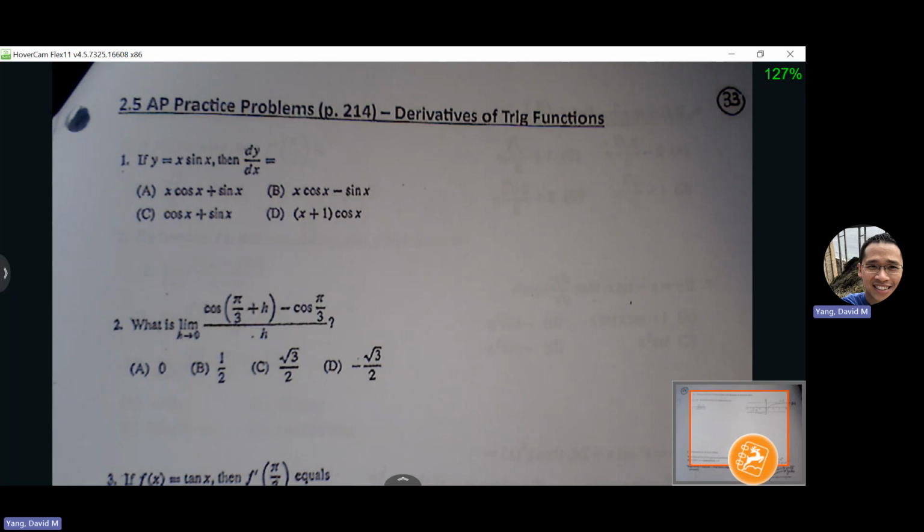We always find the derivative of the dependent variable with respect to our independent variable. There's always two variables involved.